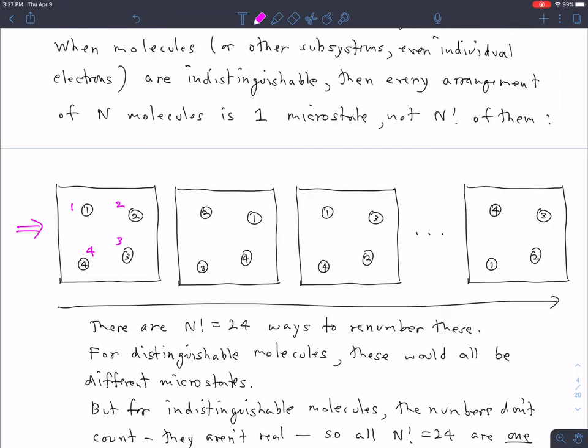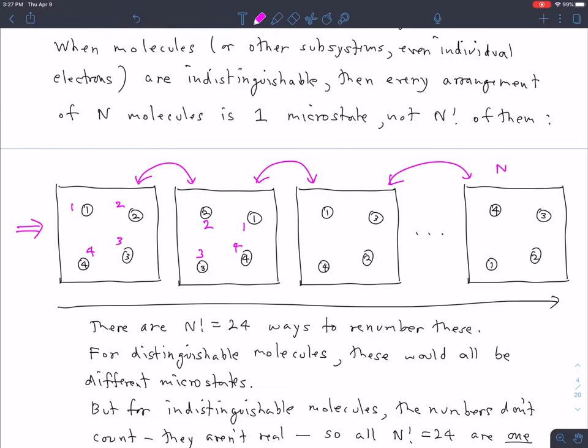I put those numbers on there for our purposes, but those aren't really on the real molecules, which means that if I scramble the numbers, so 2, 1, 4, and 3 here, I don't have a different arrangement. I have the same arrangement. These two aren't two different arrangements. They're the same arrangement, and that's true for any other scrambling of the numbers.